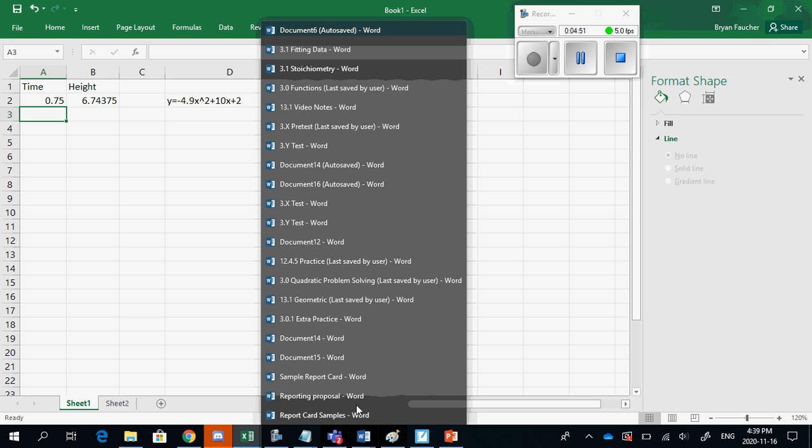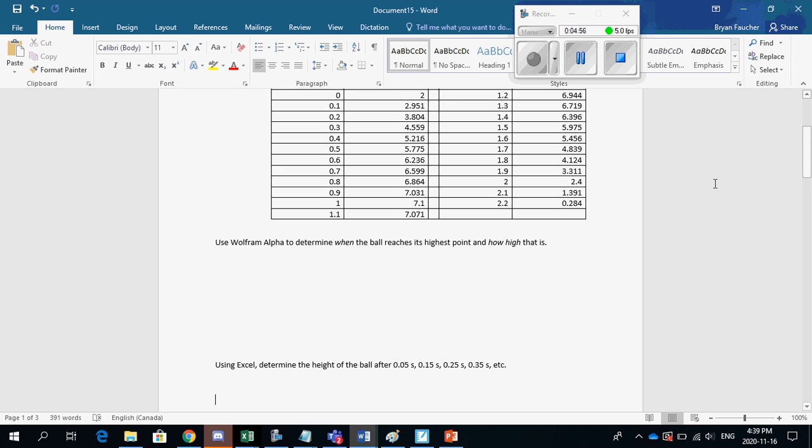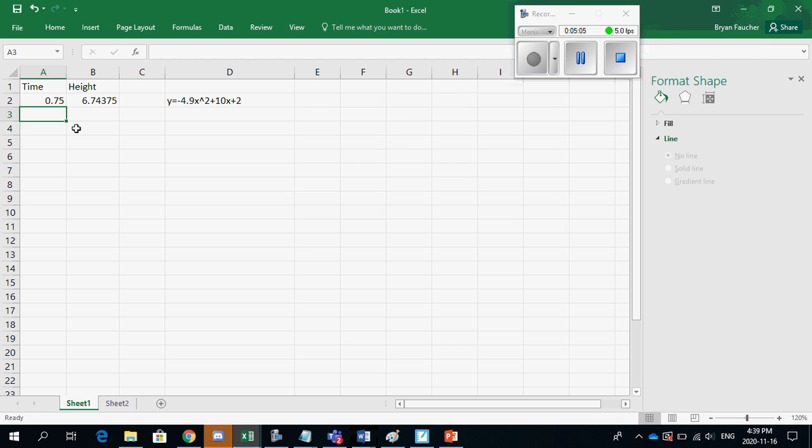So for the question that we are dealing with here, where it asks us what is the height of the ball after 0.05 seconds, or 0.15 seconds, or 0.25 seconds, we can do that. We can put 0.05 in here, and we can find the height. And if we wanted to do it for 0.15, and 0.25, and 0.35, and 0.45, and whatever, we would just have to use this same formula over and over again. And the nice thing is, by clicking on this black box here and dragging down, I can get all of those numbers.